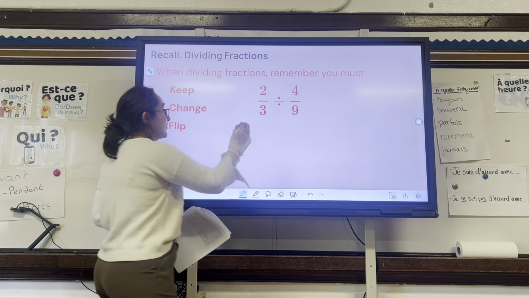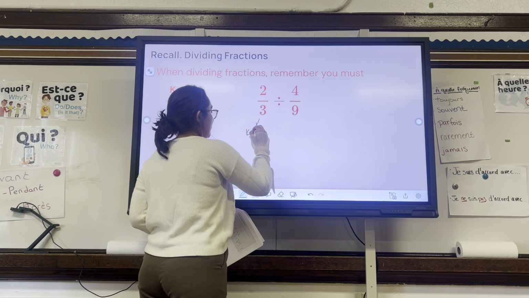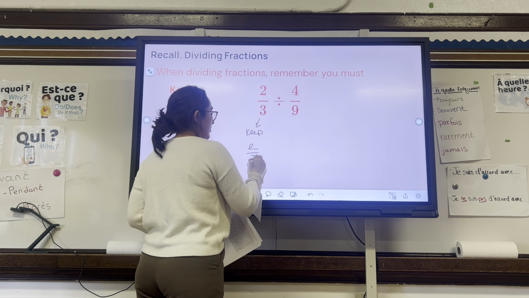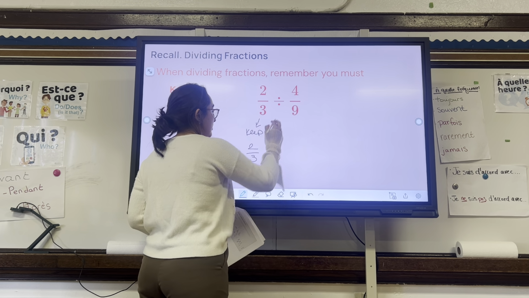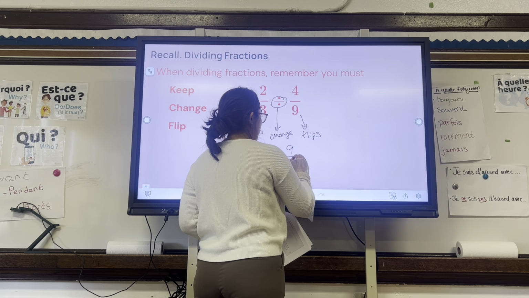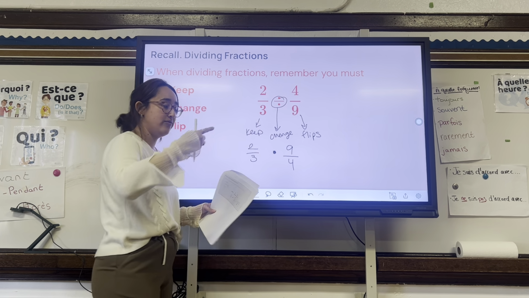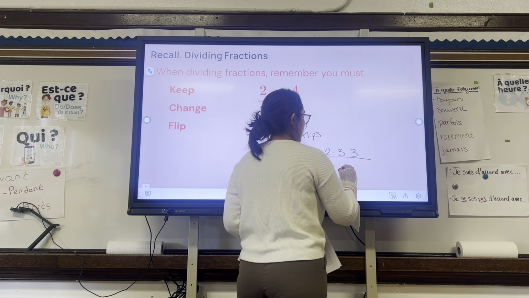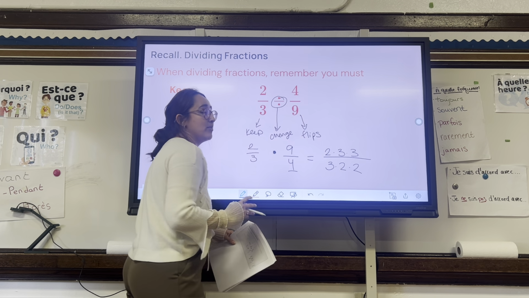Alright? So we keep this, and that stays as 2/3. This division sign changes and turns into multiplication. And this flips and turns into 9/4, right? The fraction flips. So when we do this, this can turn into 2 times 3 times 3, because that's what 9 turns into. And then 3 times 2 times 2, because 4 breaks up again.